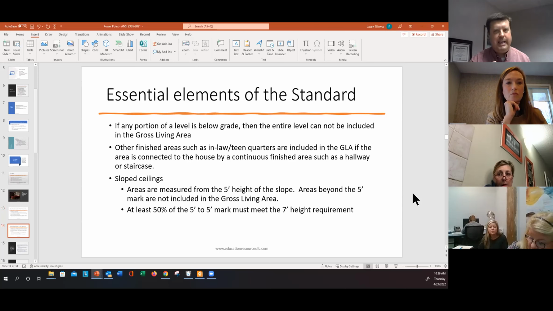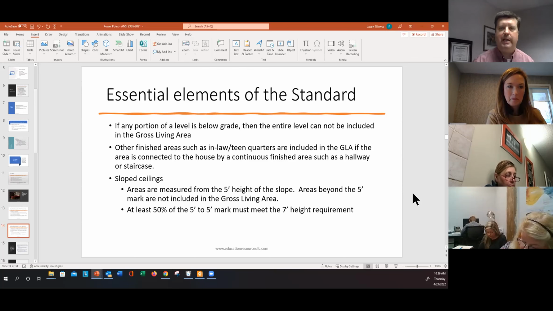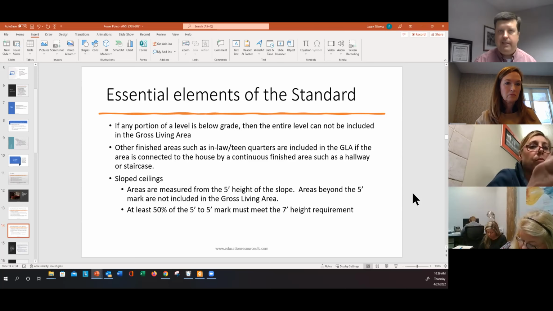Probably the best example I can give you guys of this would be tri-levels and bi-levels. So many times, and the majority of the time, what I see when I'm appraising either a bi-level or a tri-level is that they have included that lower level in the square footage. Now, granted, the property record cards around here include that lower level in the square footage.